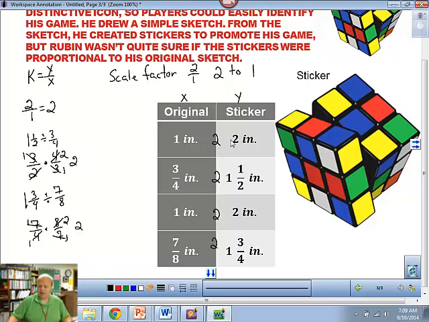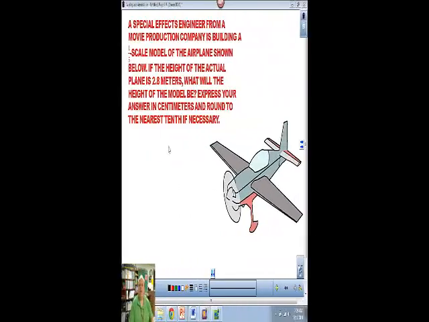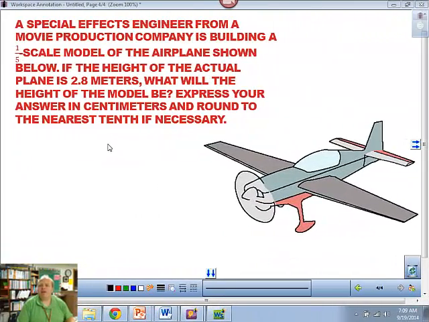Okay? Now let's look at another problem. So I have a special effects engineer from a movie production company who is building a 1/5 scale model of the airplane shown below. If the height of the actual plane is 2.8 meters, what will the height of the model be? I want you to express your answer in centimeters and round to the nearest tenth if necessary.